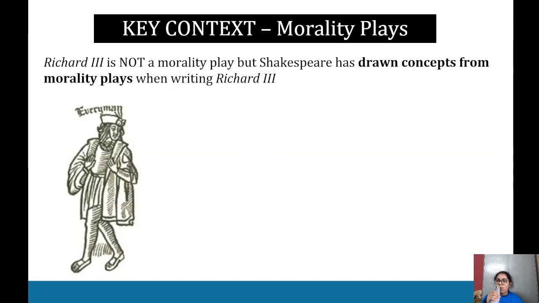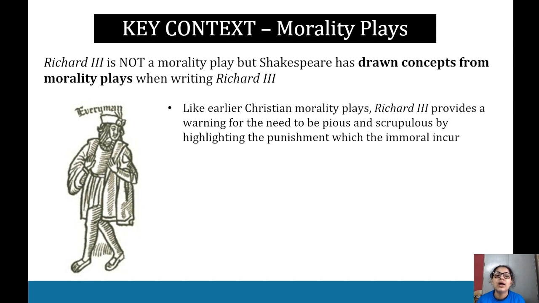So Richard III isn't a morality play. It's inspired by it, but it's not a morality play. But he has, of course, drawn concepts from it. Like early Christian morality plays, Richard III provides a warning for the need to be pious and scrupulous by highlighting the punishment the immoral incur.